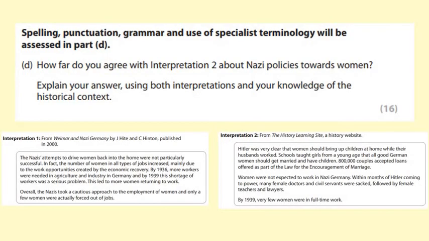The last question of the paper is question 3D. And it's the main question on the paper because it is worth 16 marks, and you also get 4 marks on top of that for your spelling, punctuation, grammar and use of historical terminology. So do not forget your keywords for this question and make sure you use capital letters in the correct places. This question will always ask you how far you agree with one of the interpretations. So let's have a look at a student answer for this question.